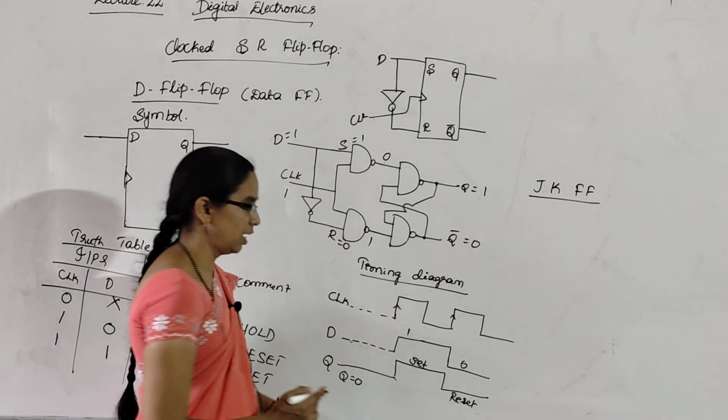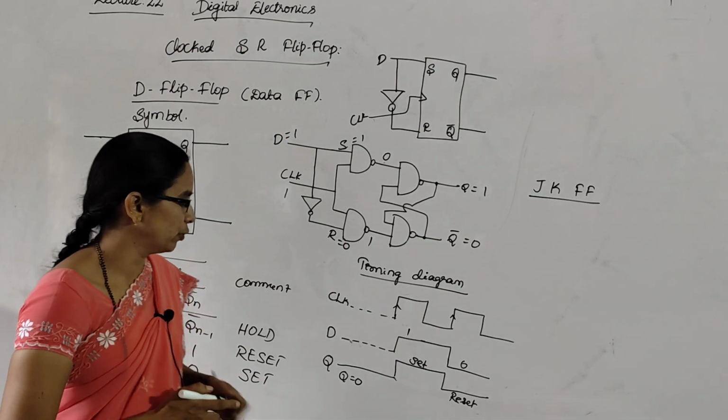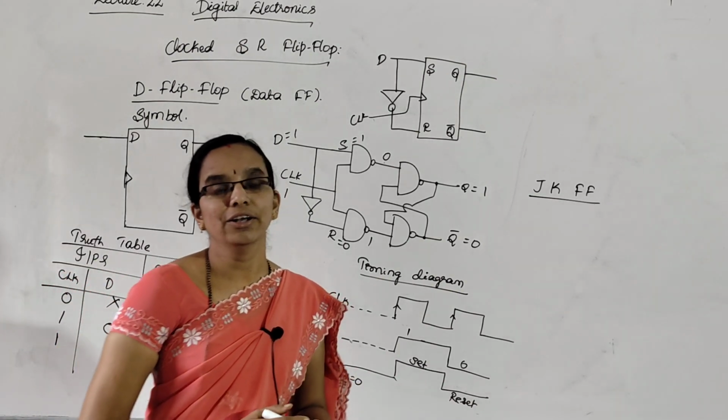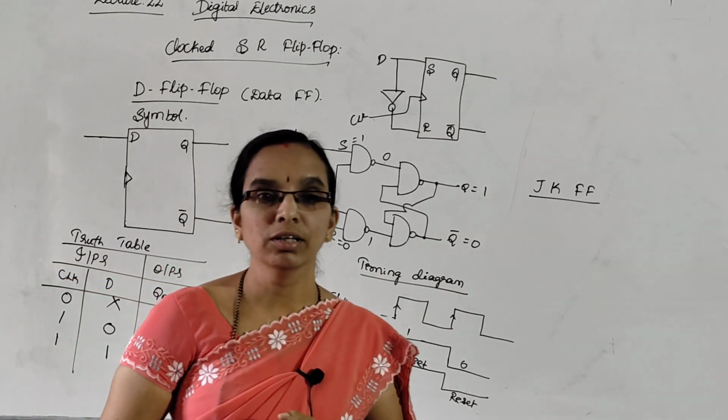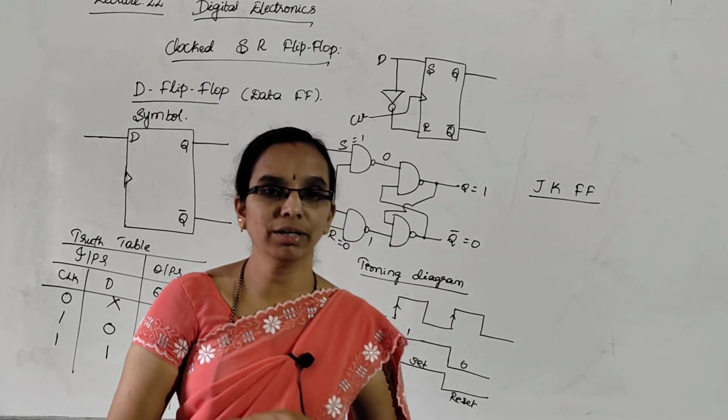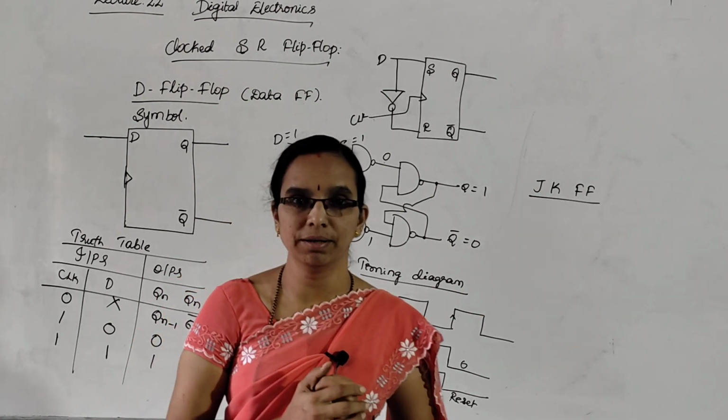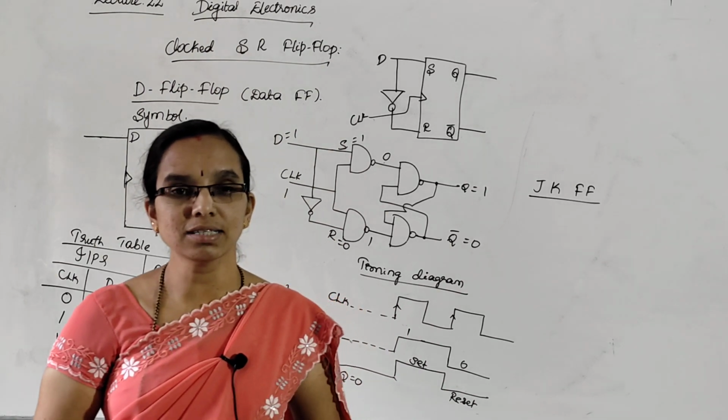The flip-flop sets and resets. Using the D flip-flop you can do set and reset, not other than that. D can take only one value at a time, either 0 or 1. So this completes the D flip-flop.